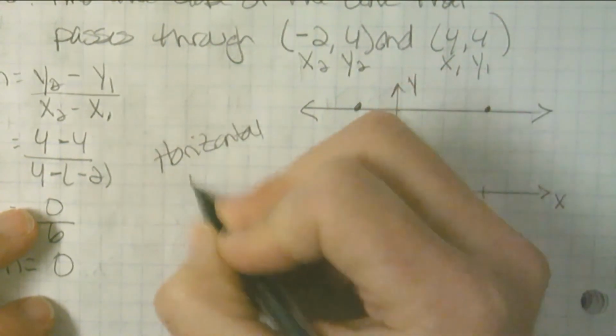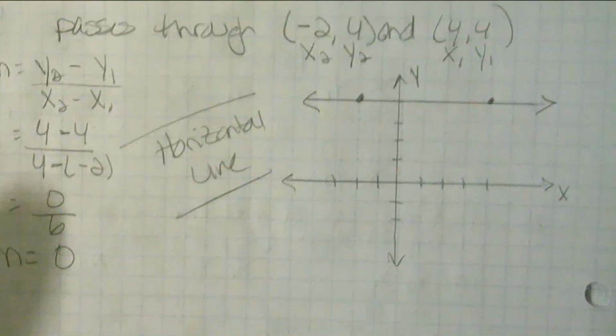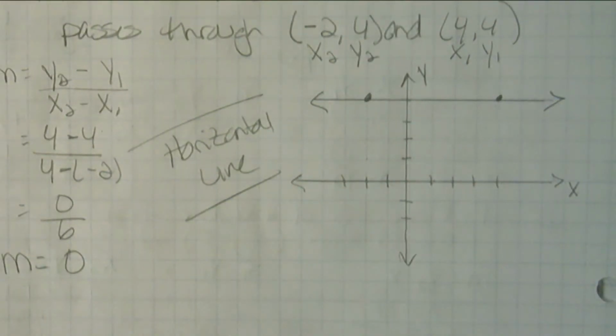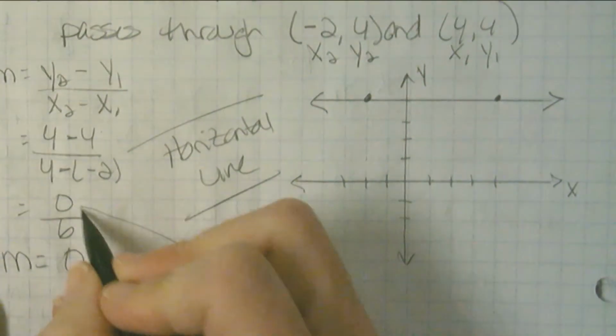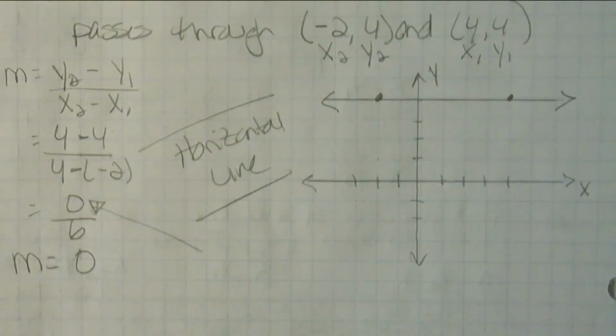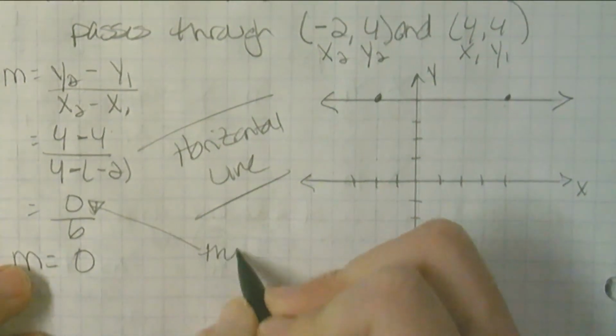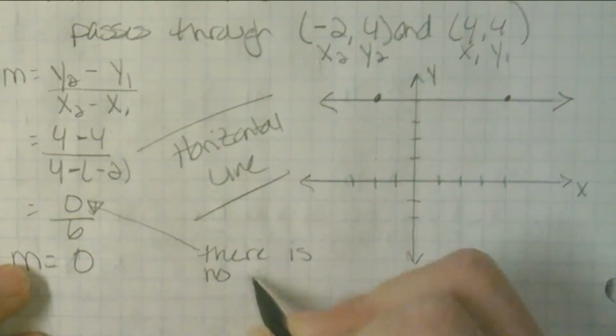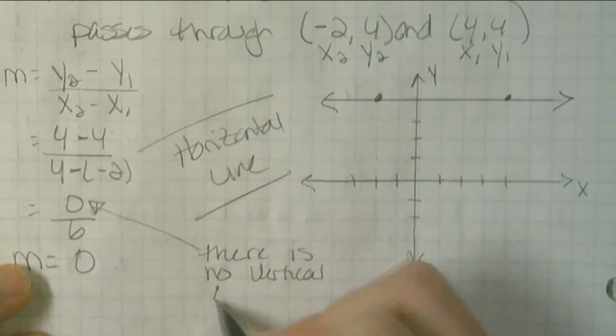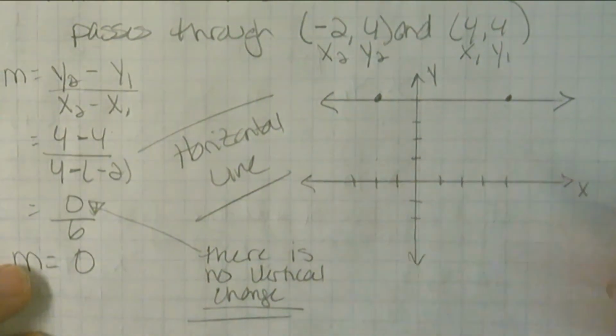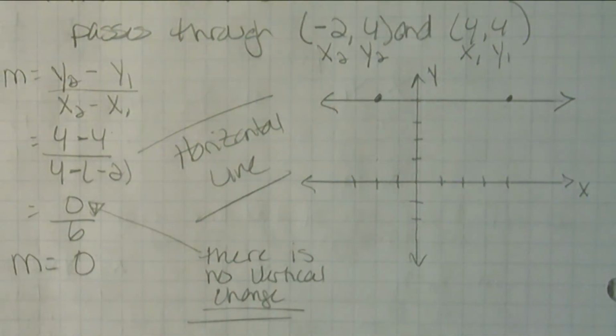Why does it make sense that I have a 0 in my numerator? Lily? Exactly. That means I have no vertical change at all. So this 0 means that there is no vertical change. Which makes sense in a horizontal line, doesn't it?